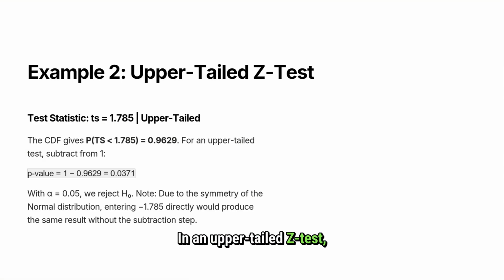In an upper-tailed z-test, the test statistic is 1.785. The cumulative distribution function gives P(test statistic less than 1.785) equals 0.9629. Subtracting from 1, the p-value is 0.0371. With a significance level of 0.05, we reject the null hypothesis. Symmetry in the normal distribution allows using minus 1.785 for the same result.